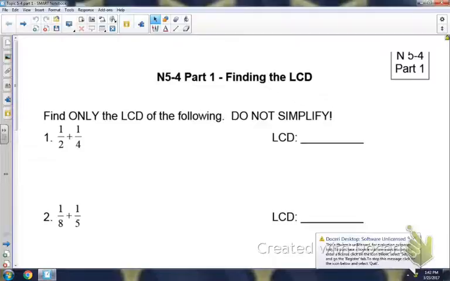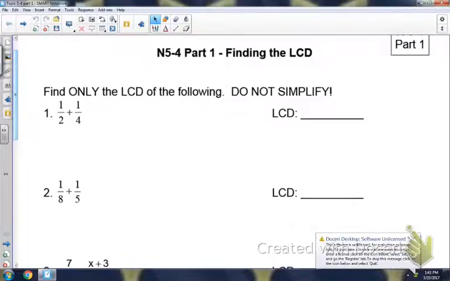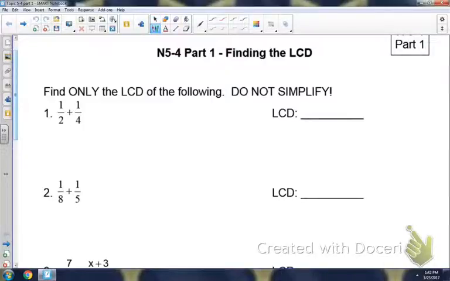Okay, so notice on number 1, the denominators are not the same. We're going to have to find the LCD in order to add them. But again, we're not going to actually add them today. So if there's only one term in the denominator, you're going to use factor tree. So I'm going to write LCD here.